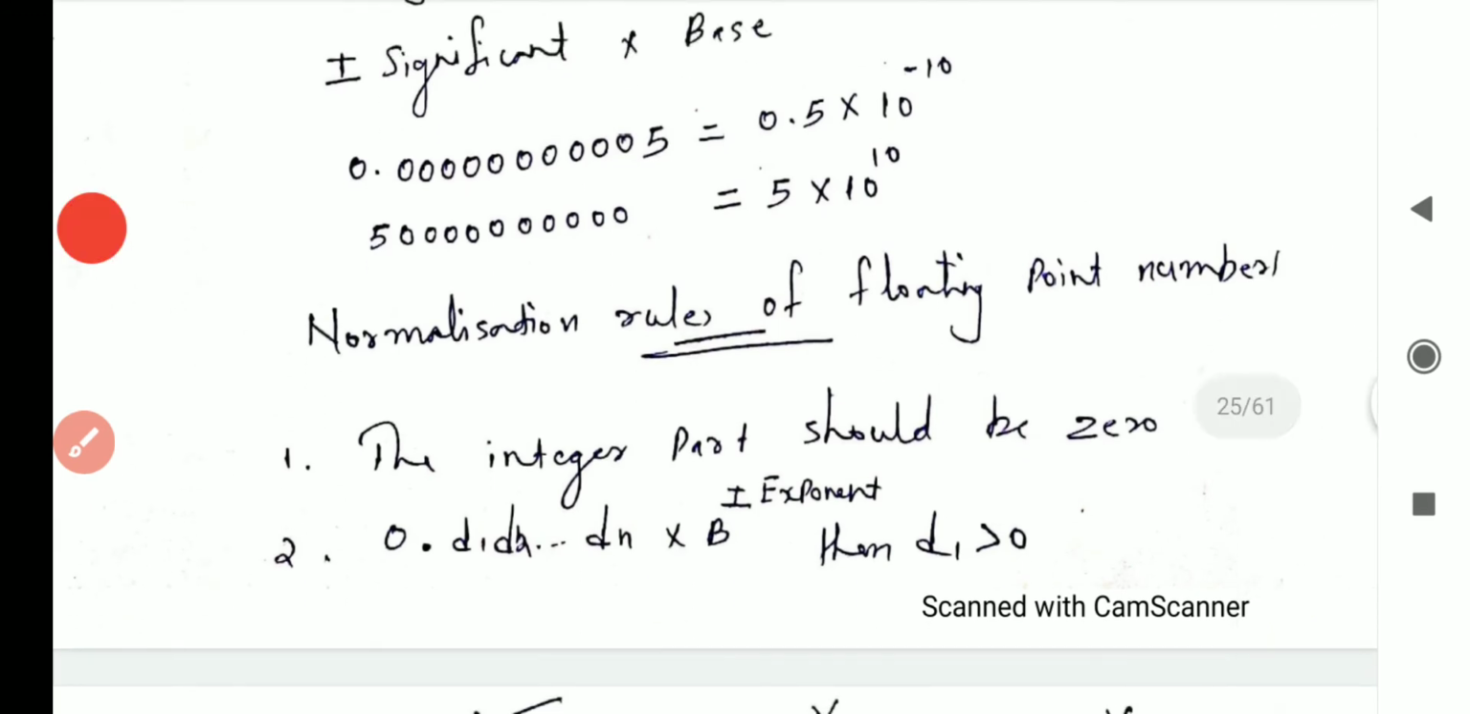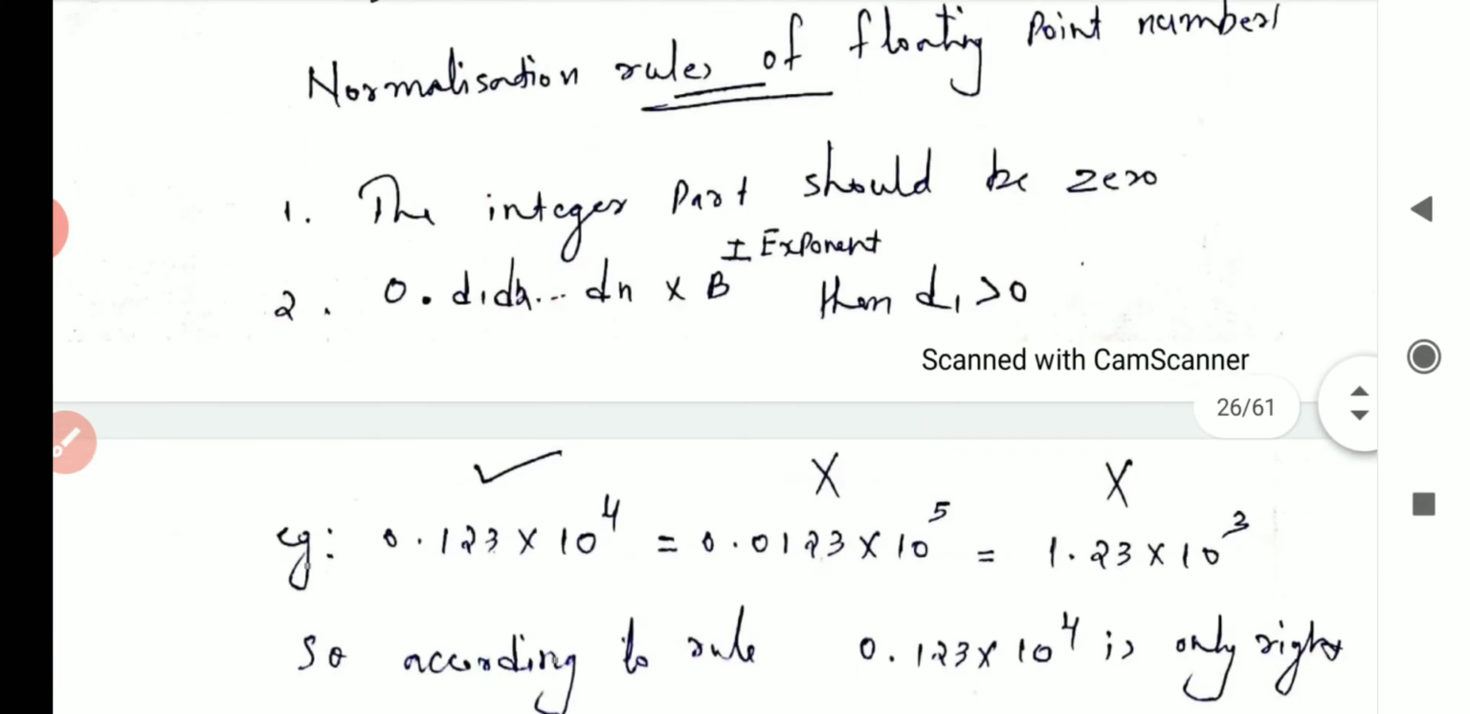Then the normalization rules of floating point numbers. The integer part should be 0. Then we will go to the examples. The normalization rules: the integer part should be 0, and the form is 0.d1 d2 d3 up to dn times b raised to plus or minus exponent, where d1 is greater than 0. These are the two normalization rules for floating point numbers.